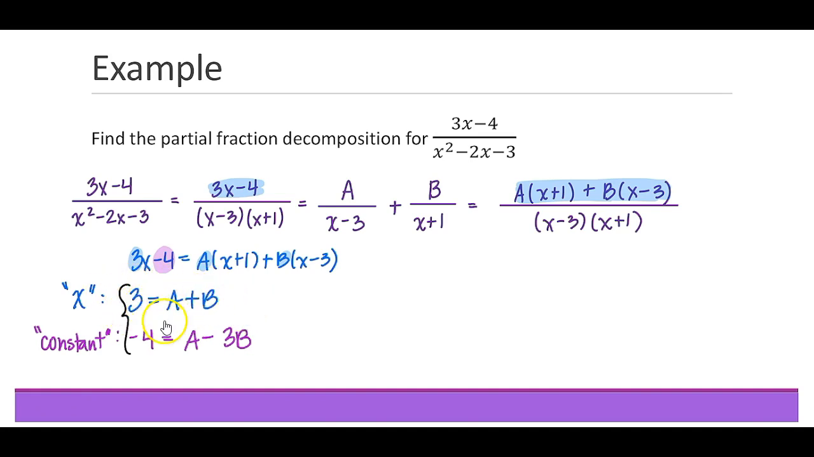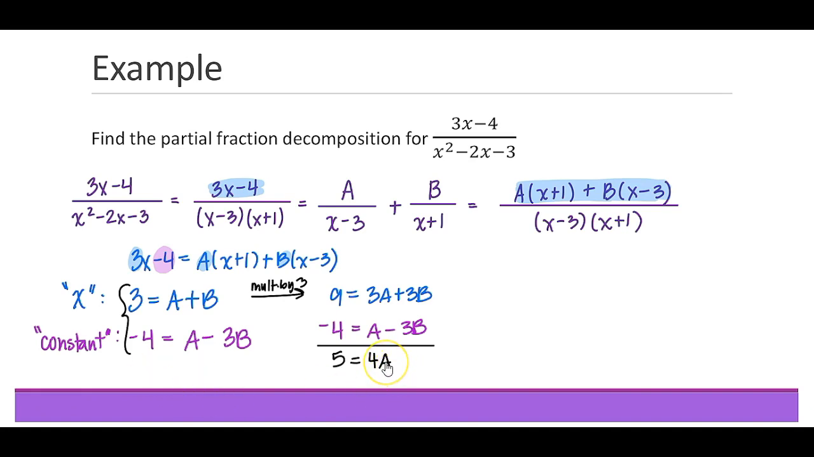I'm going to multiply this top equation by a positive 3 so that when I add it to this bottom equation, it will cancel out my b terms. So my new top equation is going to be 9 equals 3a plus 3b. My bottom equation is still negative 4 equals a minus 3b. So when I add these together, I'm going to have 5 is equal to 4a.